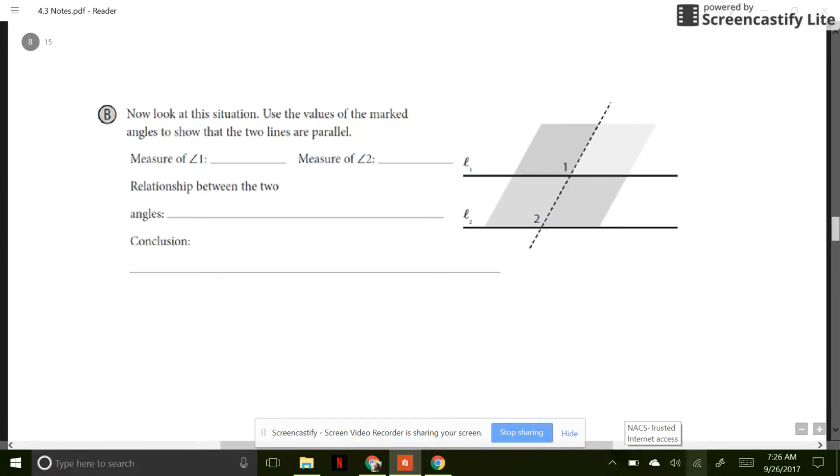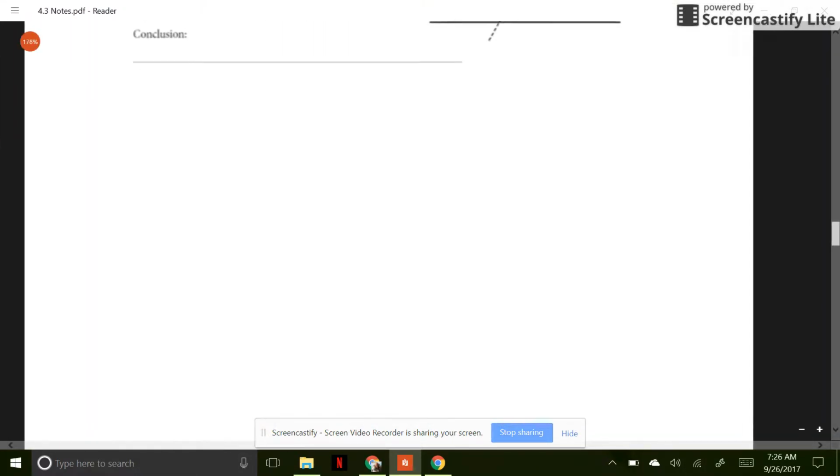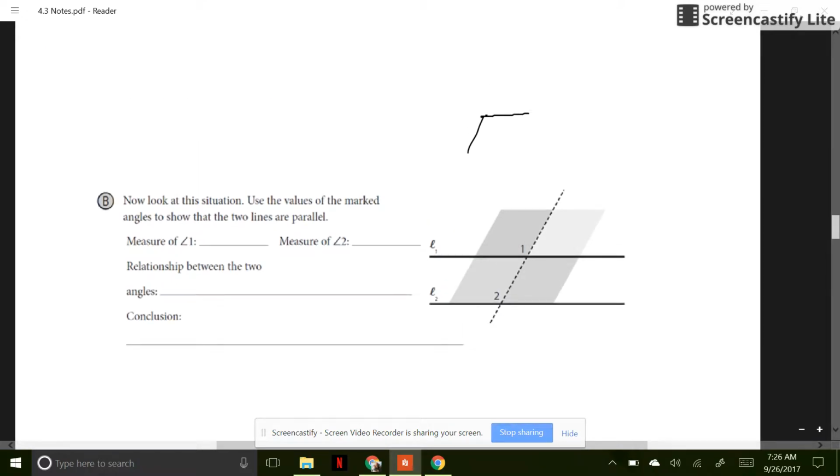So now we're looking at this situation. We still have the same basic shape, size, and relationship. So the angles are still 120, 60, 60, and 120. This time angle 1 is in the bottom right corner, so that means it's 120 degrees. Angle 2 is in the bottom right corner of its quadrilateral shape, so it will also be 120 degrees. So the relationship is that they're congruent.